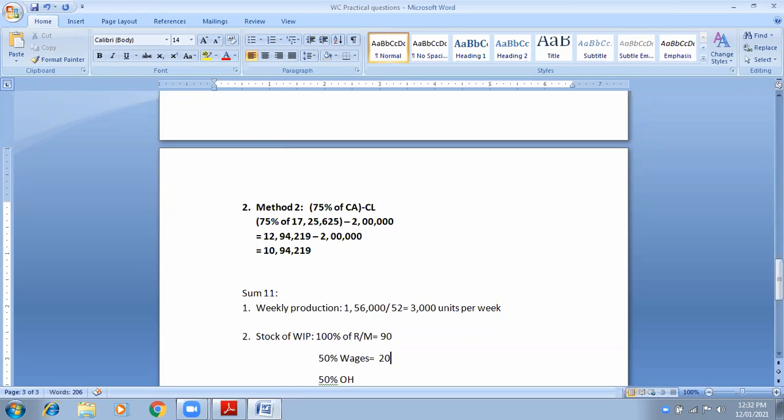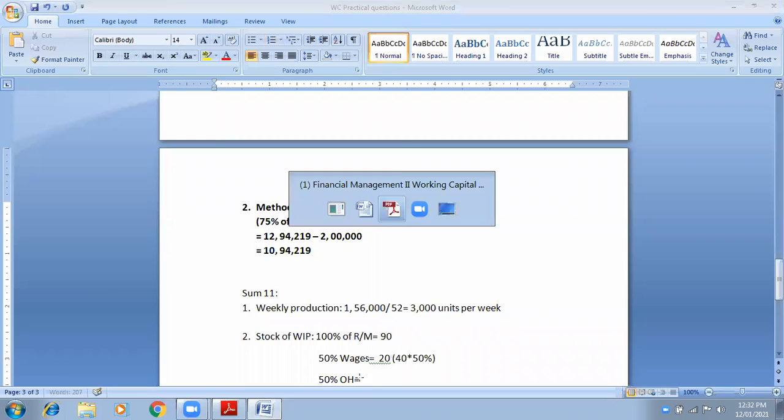20. How did we calculate this, ma'am, 20? 40%, 50% of 40. Very good. 50 percentage of 40. Now, what about overheads? How much will be the overheads?